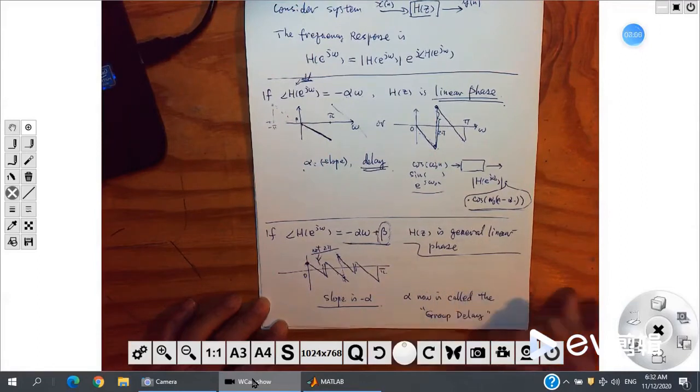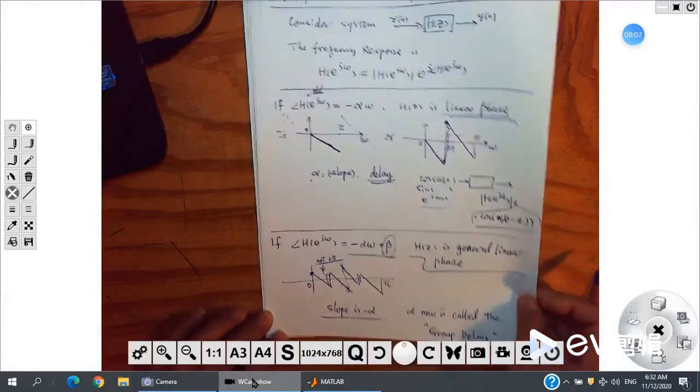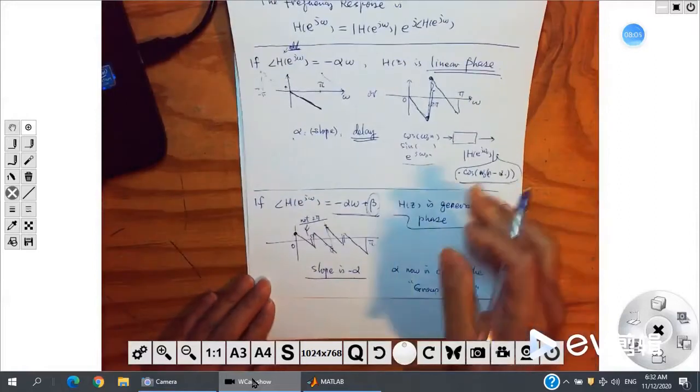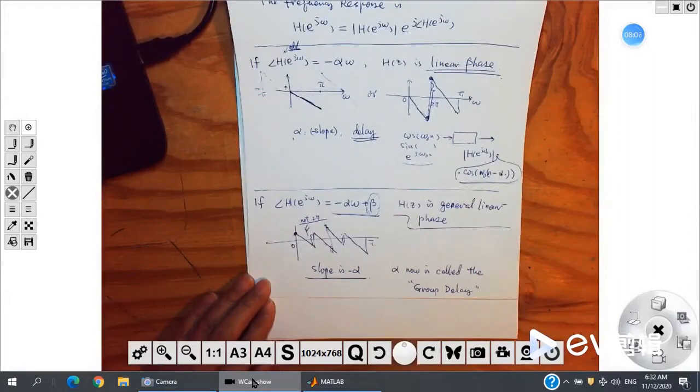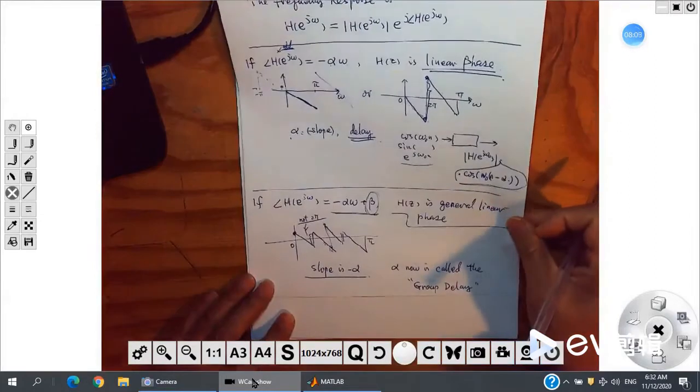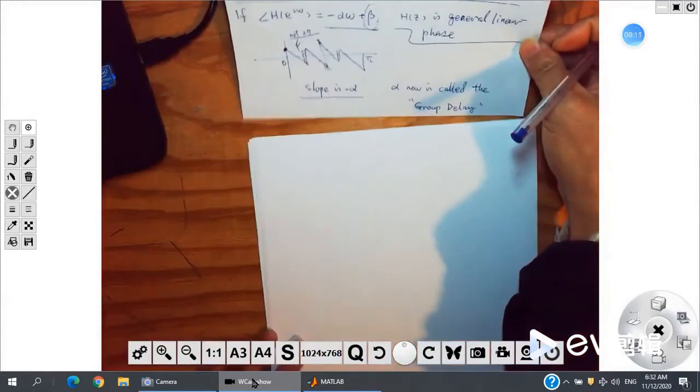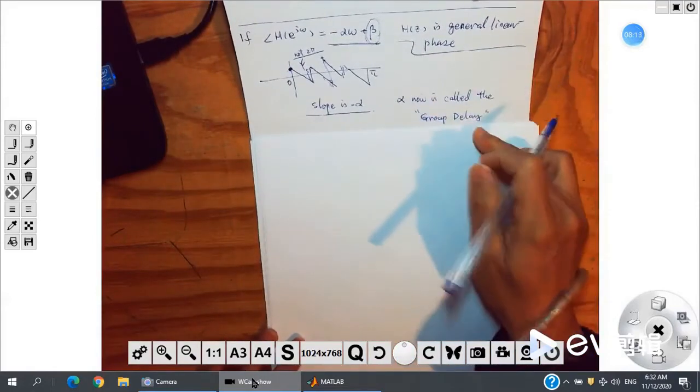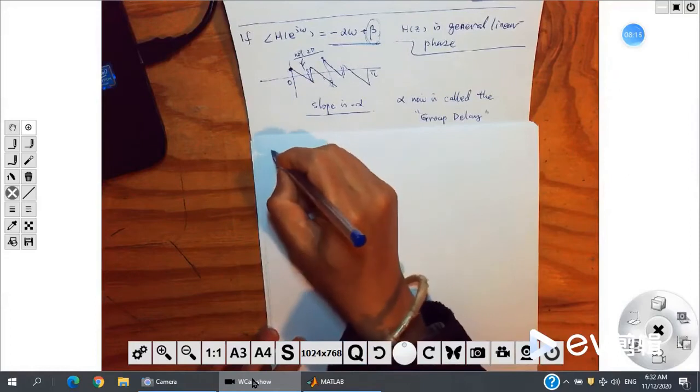Alpha is a group delay. It is not really a delay, but we call it group delay. Then we can have something more general. Actually, what is group delay? Generally, in general.